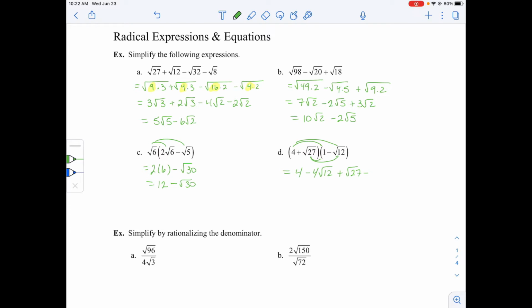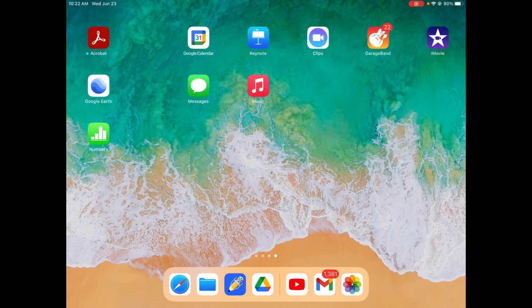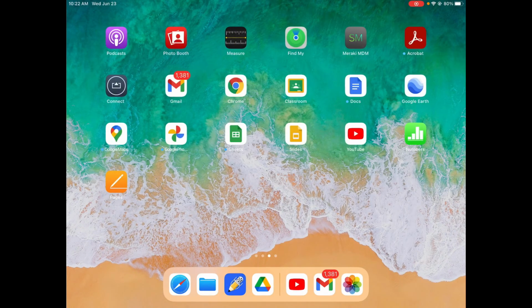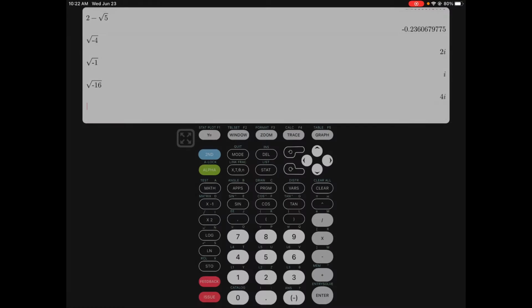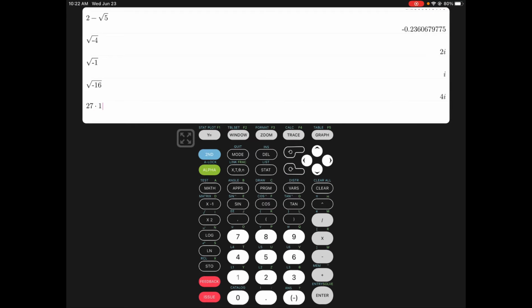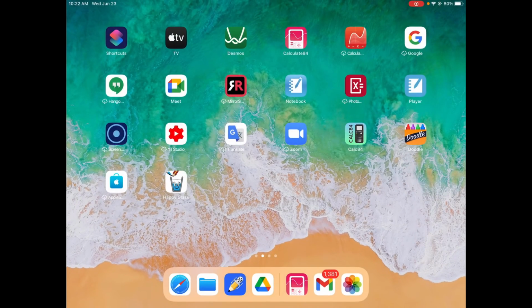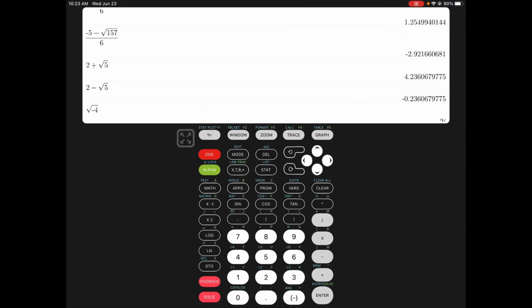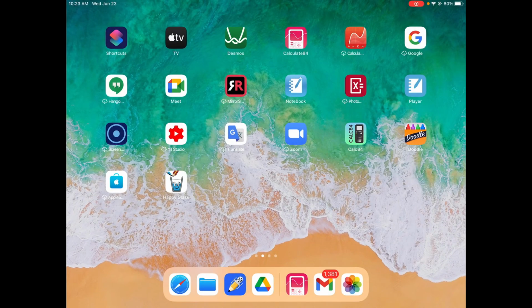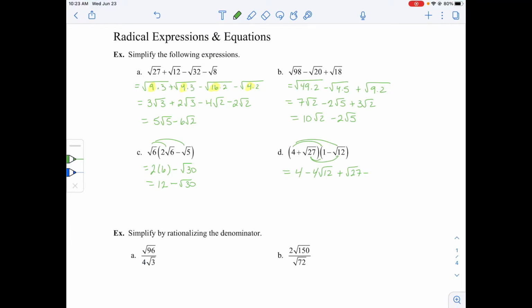minus, big number, 27 times 12. So I'm going to do this two ways because I'm just realizing as I write this, I could have made my life easier. 27 times 12, which is 324. Is that a perfect square? It is 18. So of course we get 4 minus 4 times 4 times 3. And 27 is 9 times 3 minus 18.